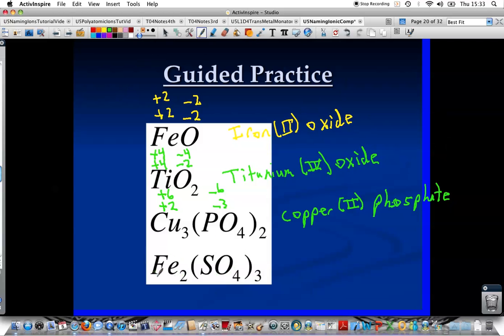This one's similar. We got an iron, Fe is iron, and SO4 is another polyatomic ion. That's the sulfate ion. So if we look that one up on the polyatomic ion chart, it has a -2 charge. There's 3 of them, so 3 times -2 is -6. So that means the total positive charge has to be +6. Divided by 2, that means each individual Fe must be a +3. So this is iron(III) sulfate.